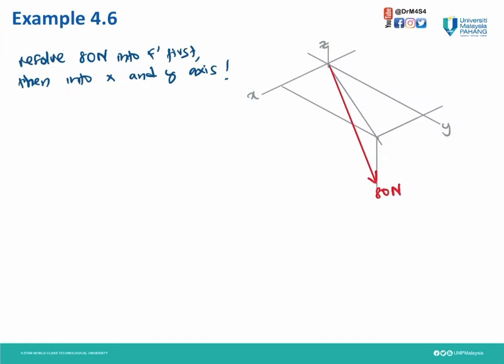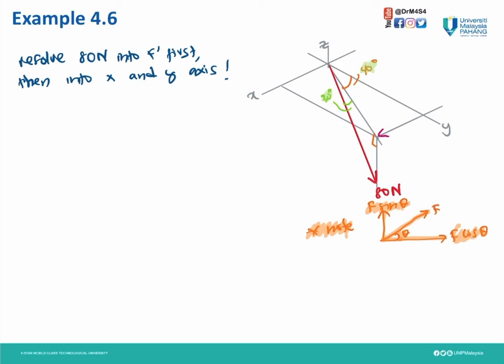Now, we go for our force of 80 Newton. We need to identify the force in x, y, and z. To do so, first we need to resolve 80 Newton into the F prime axis first. Then, we resolve that into the x and y axes. So, angles 30 degree and 40 degree are given. Always remember this note. When we have a force and an angle, we can resolve into that axis: F cos theta, and this axis is F sin theta.